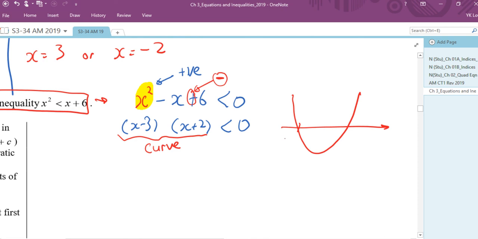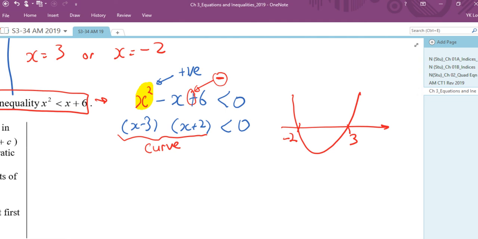This is negative 2. This is 3. Who is not sure why it is negative 2 and 3? Isabel, why is it negative 2? I thought it's plus 2. It's from the top, because x plus 2 equals to 0, x equals to negative 2. x minus 3 equals to 0, x equals to 3.